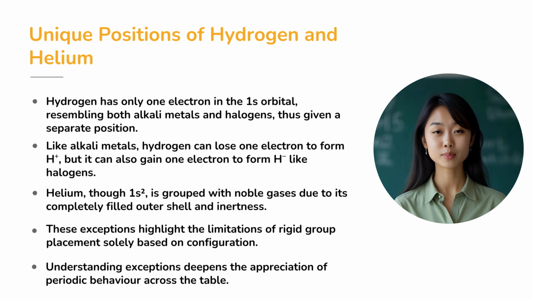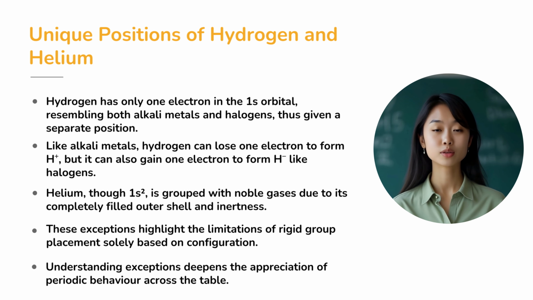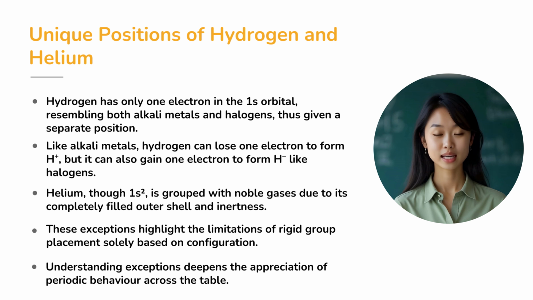Two elements in the periodic table break the mold: hydrogen and helium. Let's start with hydrogen. It has a 1s1 configuration, just like alkali metals. It can lose one electron to form a hydrogen ion, H+. But it can also gain one electron to resemble halogens like fluorine and form H-. That's why hydrogen is placed separately at the top, because it behaves like a chameleon.